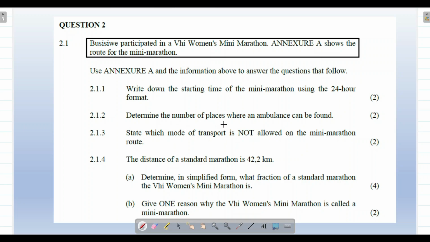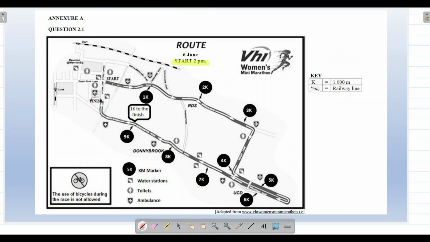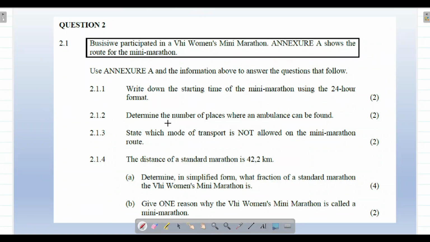Determine the number of places where an ambulance can be found. So we can see with question 2.1.1, 2.1.2, 2.1.3, we are at this point just interpreting this map that is given to us. We're having a look at the keys that are given to us, and we're using that to answer the questions. Okay, so let's see. This question says determine the number of places where an ambulance can be found.